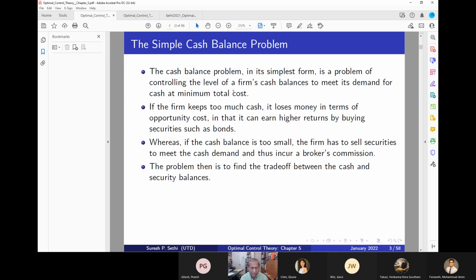When the cash comes to the company, it needs to put the cash somewhere, and it has basically two possibilities. If it keeps too much cash, which doesn't earn anything, then it loses money in terms of opportunity cost, because by investing this cash somewhere else, you can earn a higher rate. If it's too small, then the firm has to sell these investments to bring in cash, and there's a broker's commission, and there's a cost. So the problem is to find the trade-off between the cash and security balances.